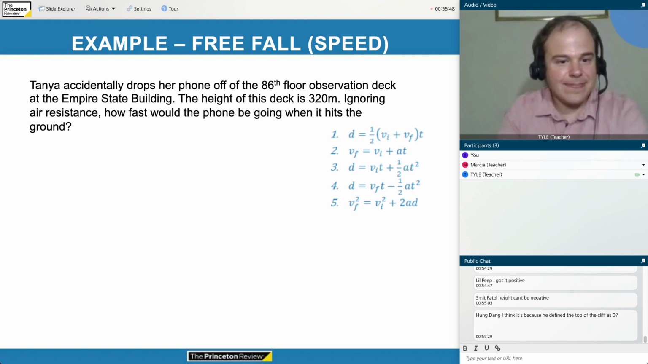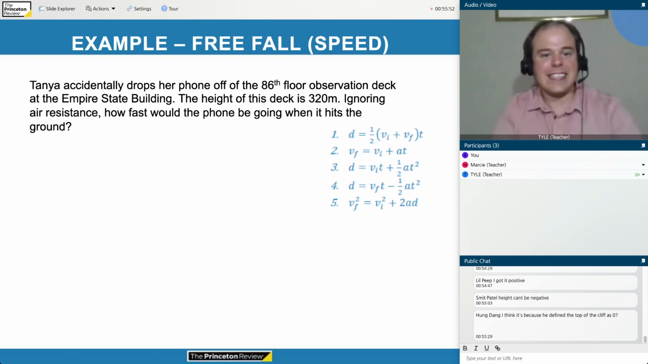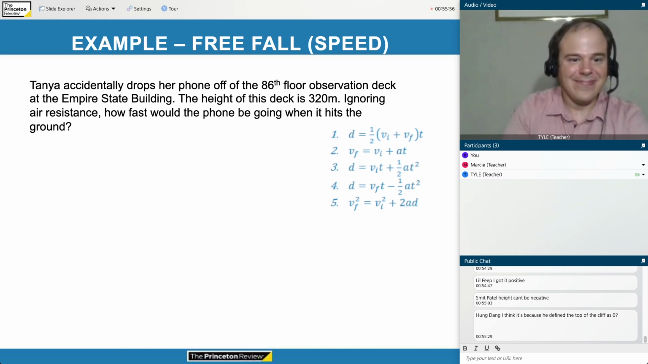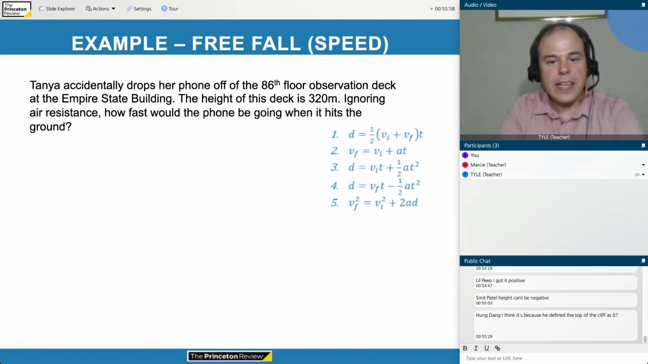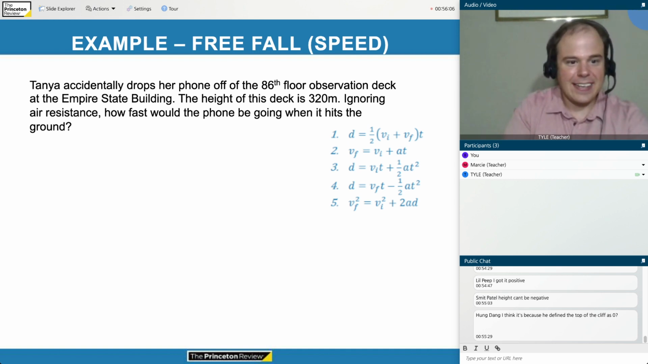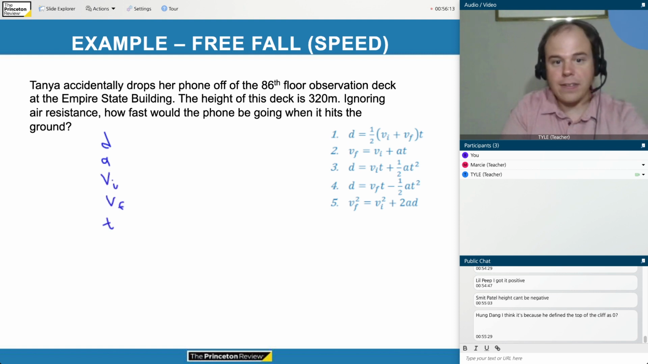All right, so the height of the deck is 320. Ignoring air resistance, how fast would the phone be going when it hits the ground? What do you guys think? Which one of these 5 equations do we need to use? I think a good place to start is always to just list out our 5 variables, since we're going to need to know their values anyway.